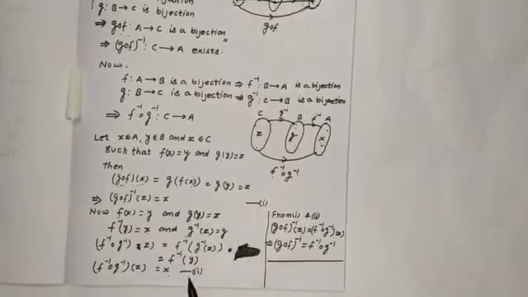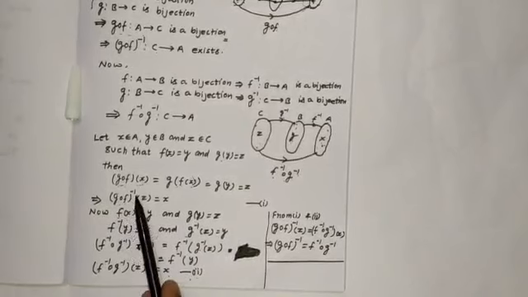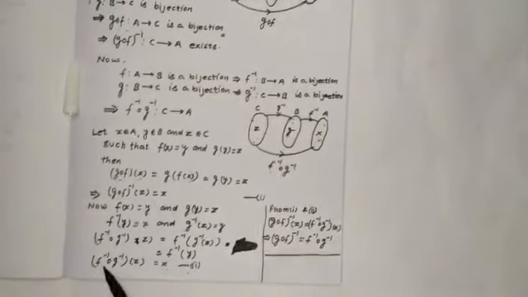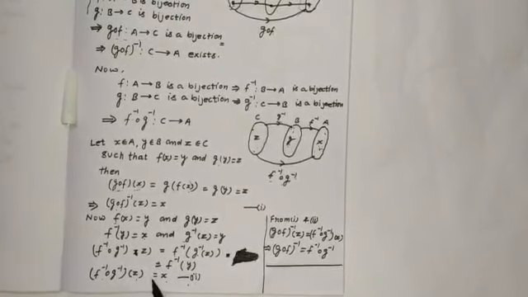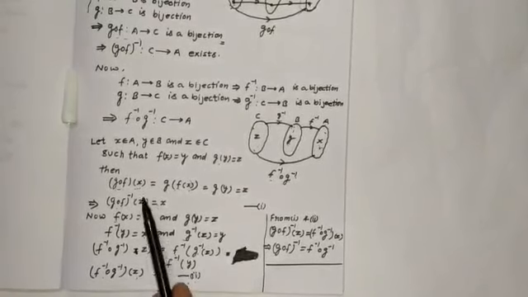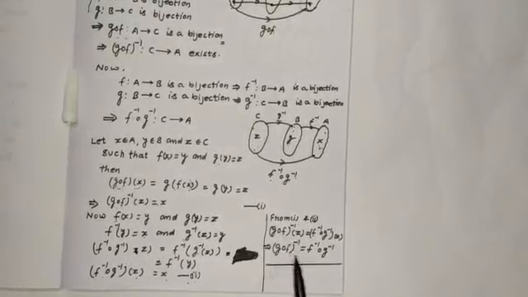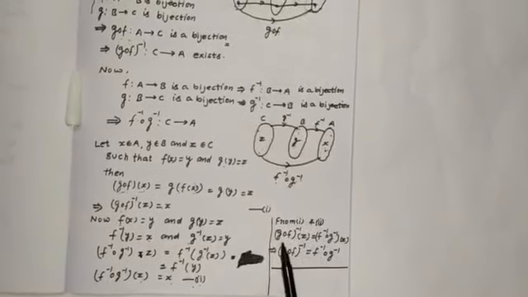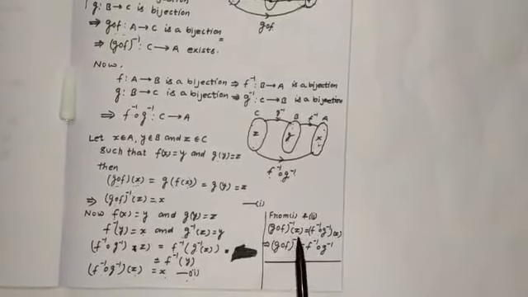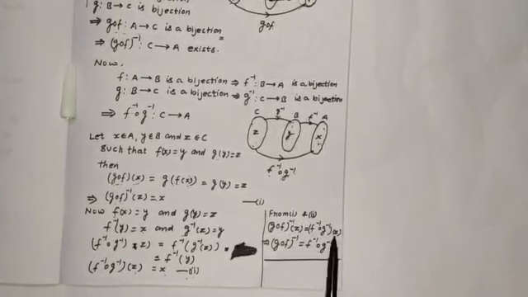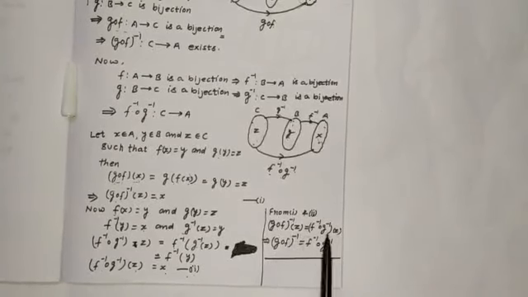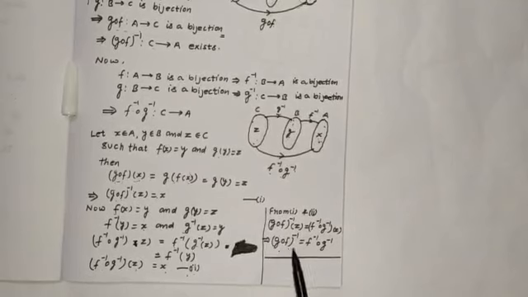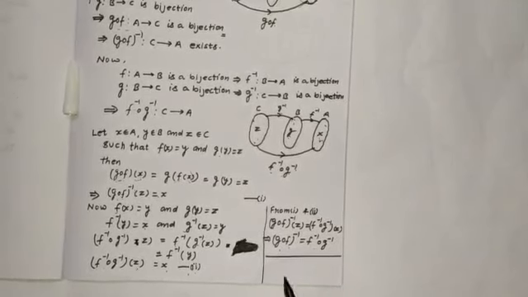From equations 1 and 2, (g∘f) inverse of z equals x and f inverse of g inverse of z is equal to x. Both are equal. Now equating from equations 1 and 2, (g∘f) inverse of z equals f inverse of g inverse of z. Finally you will get both functions are equal. It means (g∘f) inverse is equal to f inverse of g inverse. Hence proved.